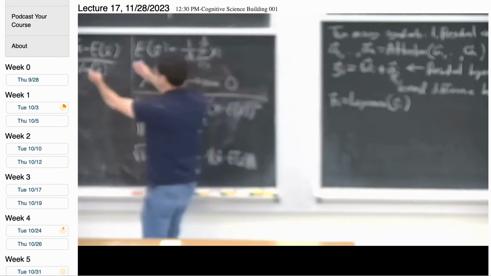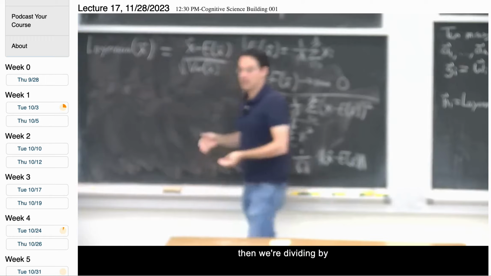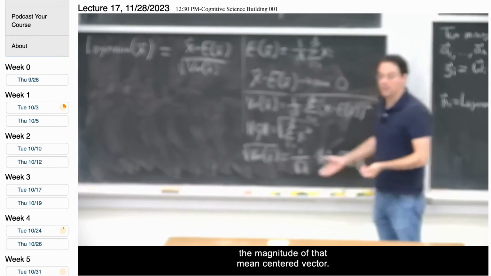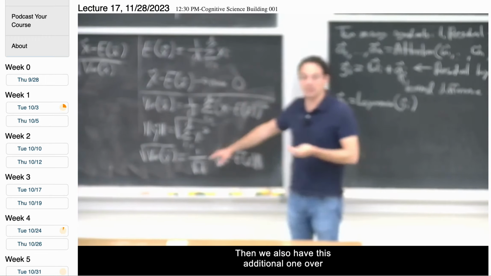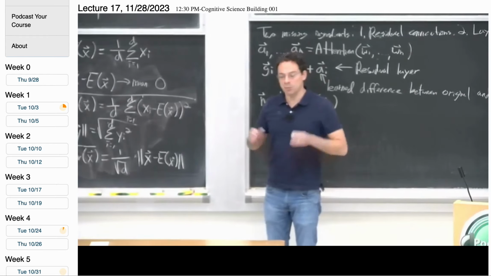So we're mean centering. So let's go back to layer norm. What's going on here? We're mean centering this vector x, and then we're dividing by the magnitude of that mean centered vector. And then we also have this additional 1 over square root of d there that we have to fill in. So what's the point of this?